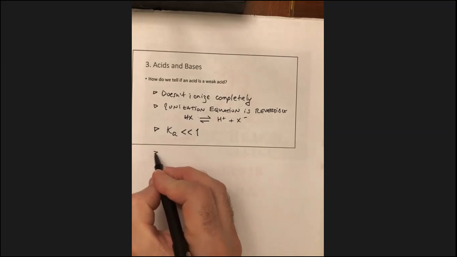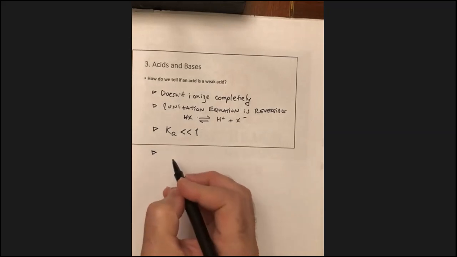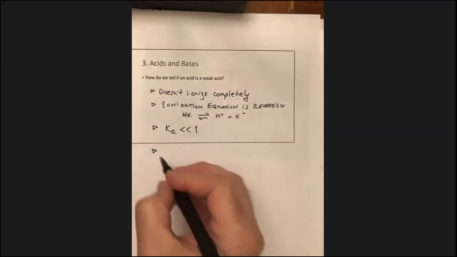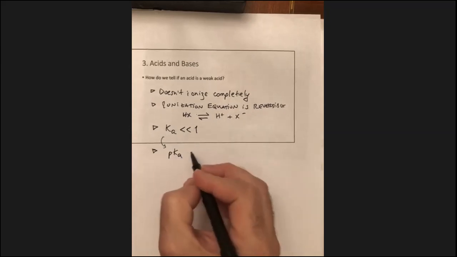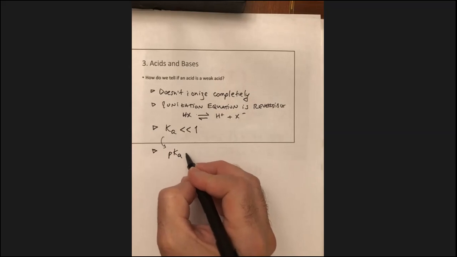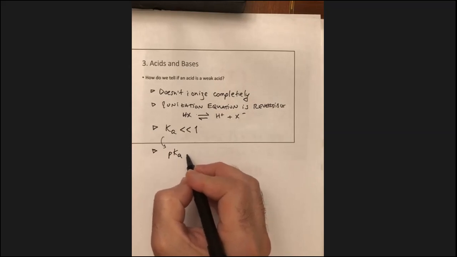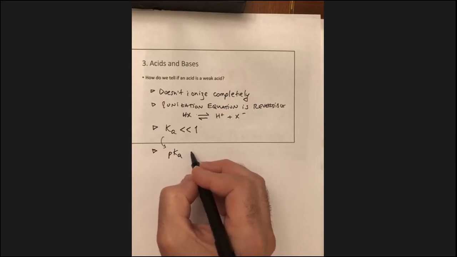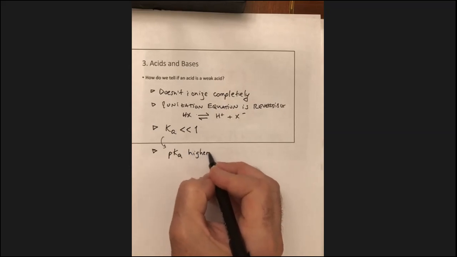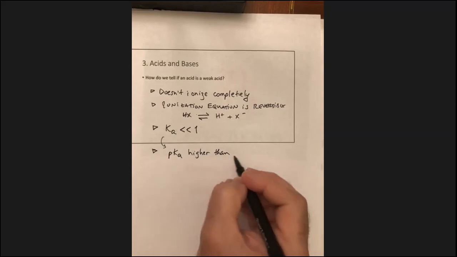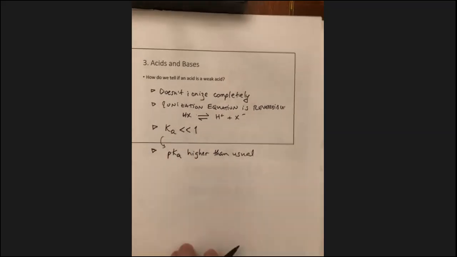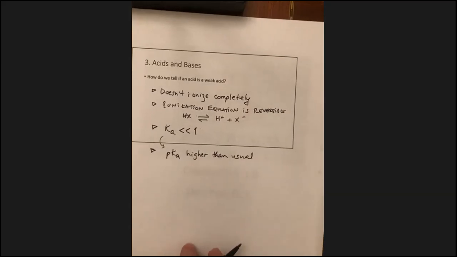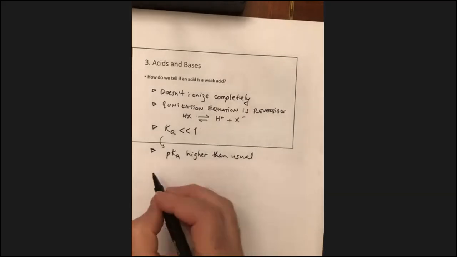It has a large value for pKa. Okay, so this translates into a pKa. Let's not say large, but let's say it is higher than usual. Since Ka is so small, the pKa will be higher than usual. All right.